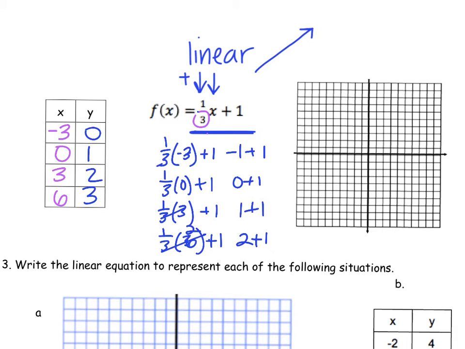So just by choosing things that were multiples of my denominator, it gave me a better table, but anything would technically work. This way though, I got all whole numbers for my y's. So -3, 0; 0, 1; 3, 2; and 6, 3. And then remember, we connect them in a nice straight line, put those arrows on the end, and we have our graph.